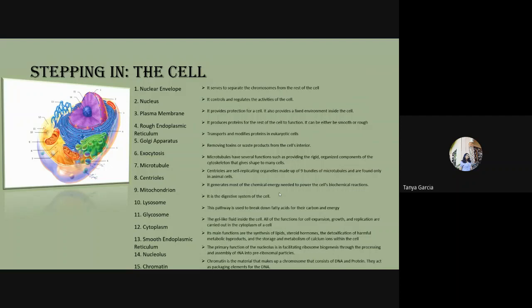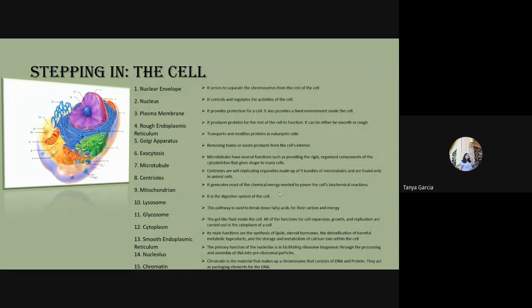Exocytosis: removing toxins or waste products from the cell interior. Microtubules have several functions, such as providing the rigid, organized components of the cytoskeleton that give shape to many cells.